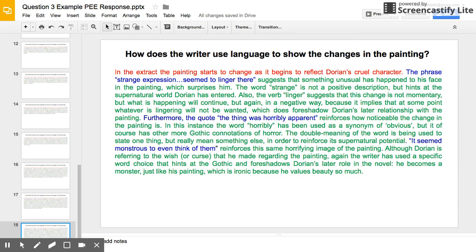So again, what you write about is important. Your understanding is obviously important, but how we write it up in the PE paragraph is vital so that we're able to communicate any ideas that we've got. So hopefully this will help you with that.